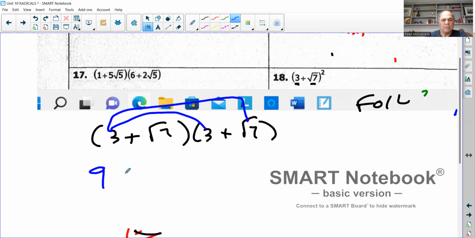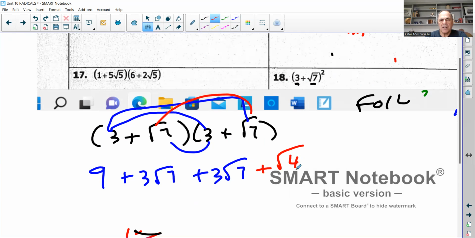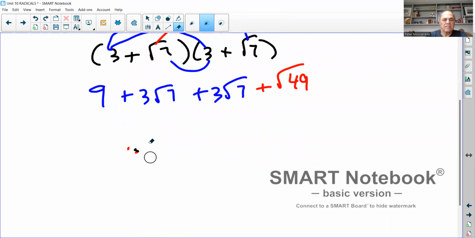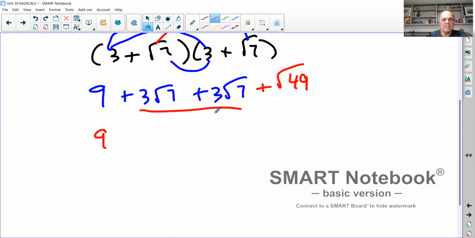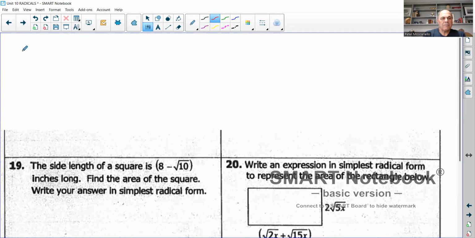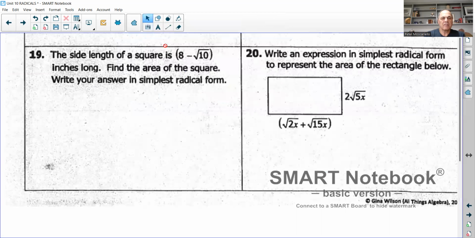The outer, 3 root 7. The inner, 3 root 7. And the last, root 7 times root 7 is root 49. So what do we got? We got 9. These add up to make 6 root 7. And square root of 49 is a perfect 7. 16 plus 6 root 7. That is page 5 also.